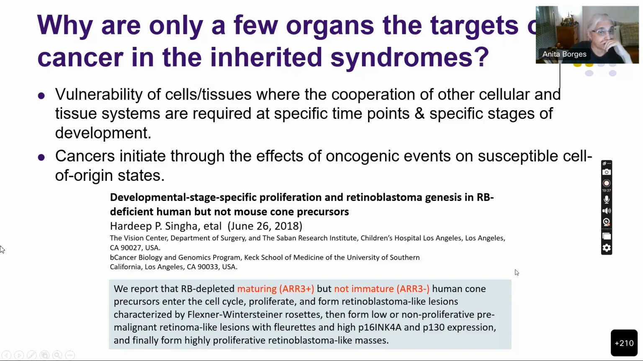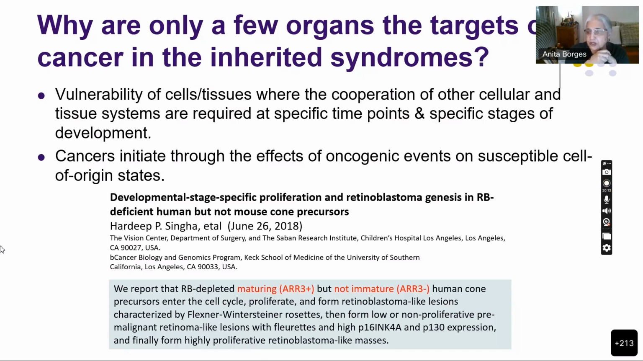Yes, you have the RB depleted. Now, suppose you don't have RB at all, and you have this maturing retina over there. Now, this maturing retina has got what they call the ARR3. Now, we needn't bother about that, so it's maturing. And then you have another ARR3 minus, which is not the immature ARR3, okay?